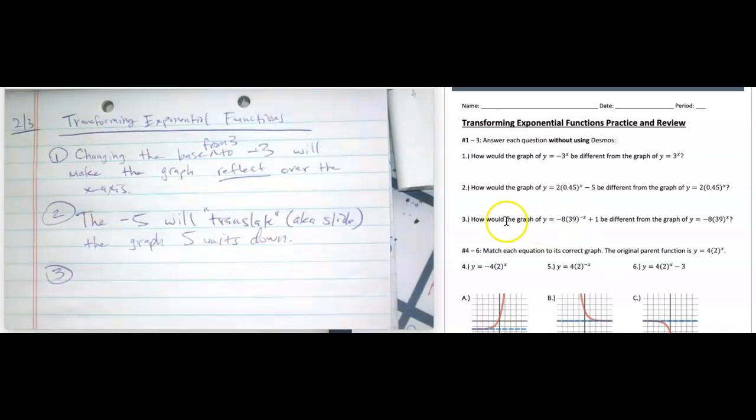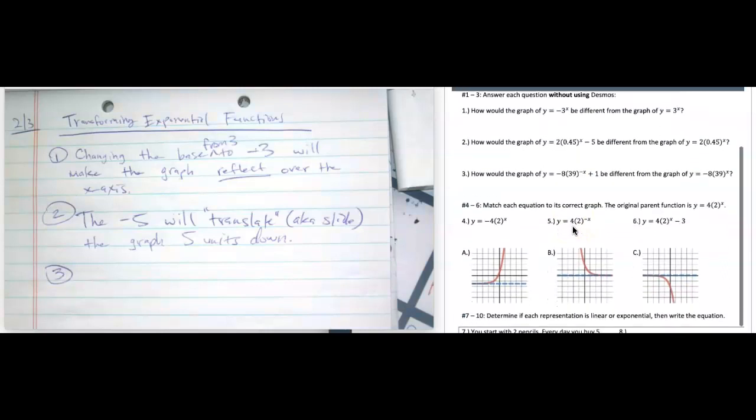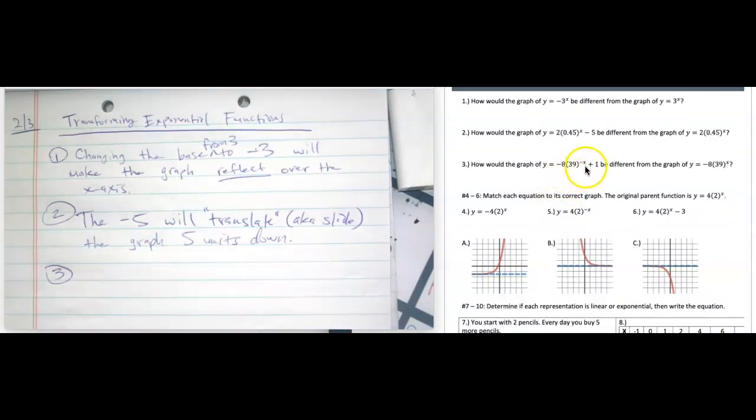Translate is a slide. Number 3, how would the graph of y equals negative 8 times 39 to the negative x plus 1 be different from the graph of y equals negative 8 times 39 to the x? So this one is a little bit of a pain because it's two things that are different. This one over here, the exponent is a positive x. So over here, the exponent is a negative x. That will change things, right? So up here, if you look back at number 1, the positive 3 is different because this is a negative 3. And up at number 1, remember it made the graph reflect over the x-axis.